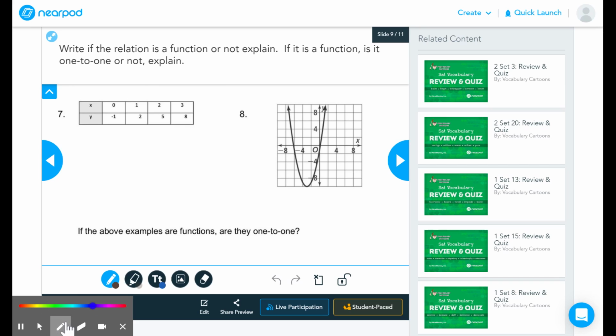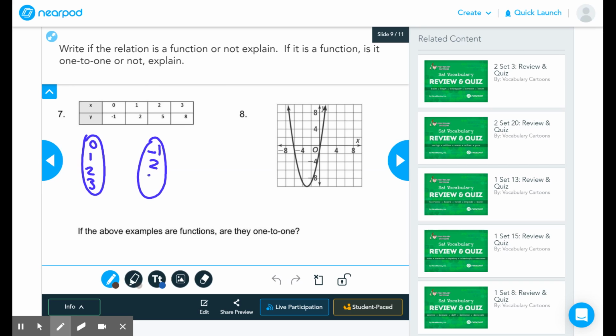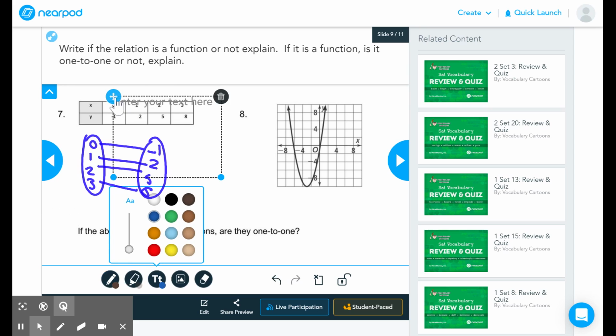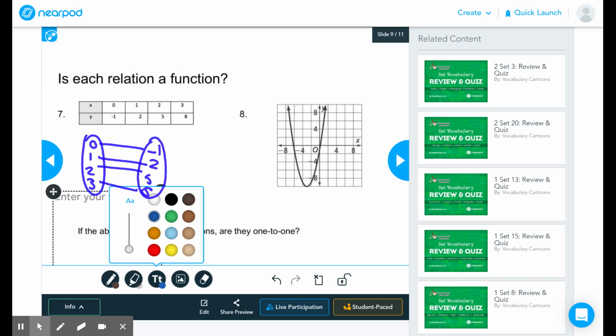All right, once again, this is just in a table form. So I'm going to do a mapping diagram. So 0, 1, 2, 3 is already in order. Fantastic, so is the y value. 0 matches up there. That's probably one of the easiest mapping diagrams that you can get. So number 7 is a function because every x value has one y value. It's 1 to 1 because there are no shared y values.